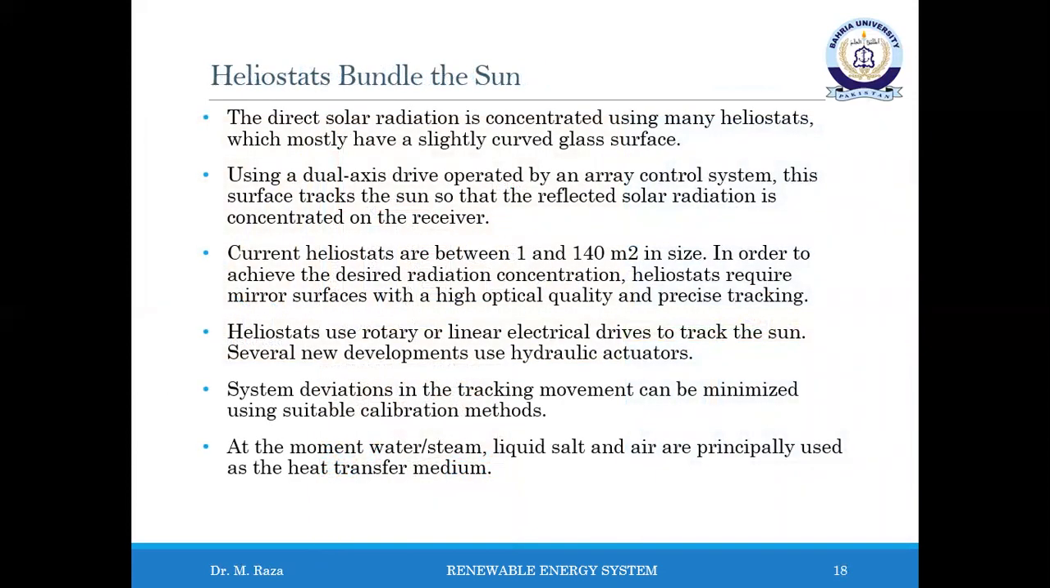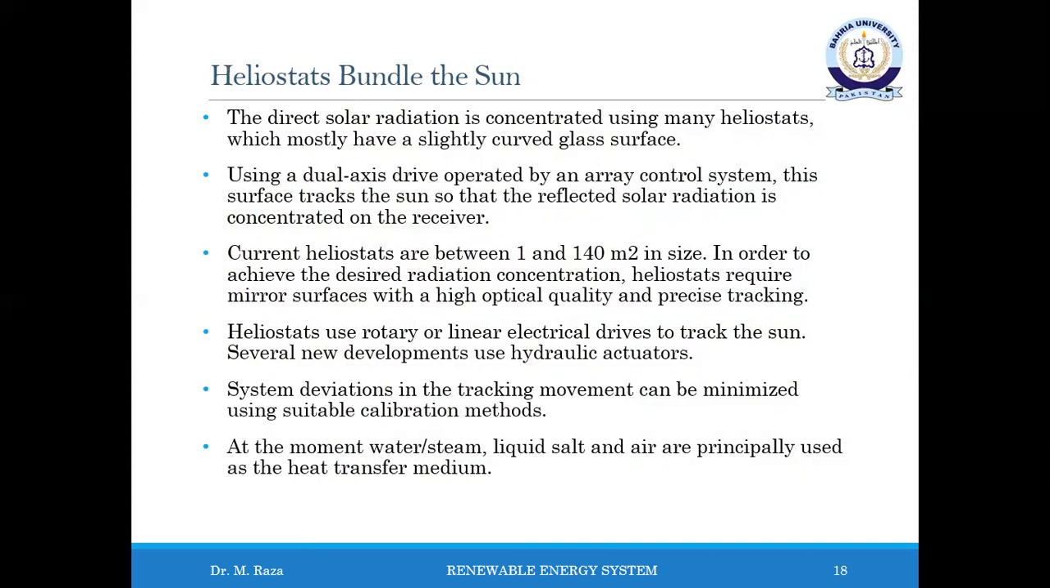The direct solar radiation is concentrated using many heliostats, which mostly have a slightly curved glass surface. Using a dual-axis drive operated by an array control system, this surface tracks the sun so that the reflected solar radiation is concentrated on the receiver. Currently, heliostats are between 1 and 140 square meters in size. In order to achieve the desired radiation concentration, a heliostat requires a mirror surface with a high optical quality and precise tracking.